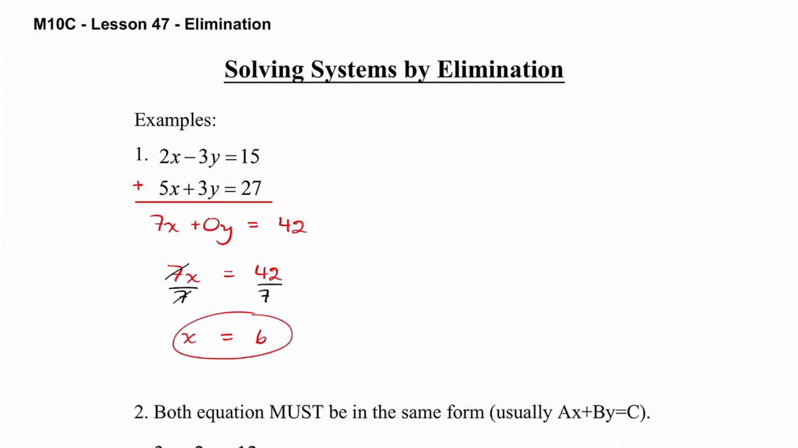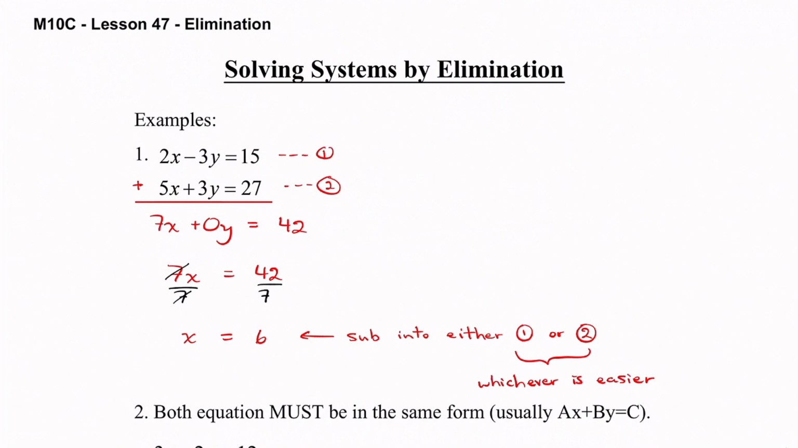So now I know what x is equal to, but I don't know what y is equal to. So I need to take this and substitute that either into equation 1 or into equation 2. So we're going to sub it into equation 1 or equation 2, whichever is easier. When I look at these two equations, to me equation 2 looks a lot more difficult. So I'm going to take 6 and put it into equation 1. I'm just going to do that right up over here. So I'm going to write down equation 1. It was 2x minus 3y equals 15.